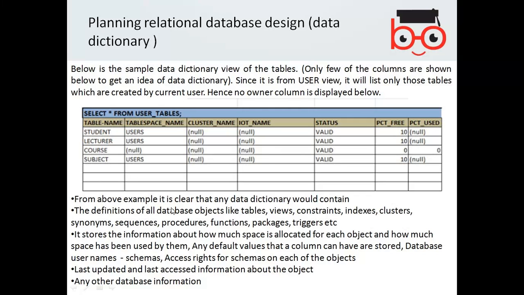From the above example, it is clear that any data dictionary would contain the definitions of all database objects like tables, views, constants, indexes, clusters, synonyms, sequences, procedures, functions, packages, triggers. It stores information about how much space is allocated for each object, how much space has been used, any default values that a column can have, database user names, schemas, access rights for the schemas on each of the objects, last update and last access information about the object, and any other database information.